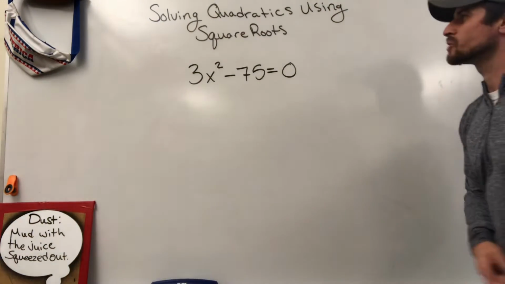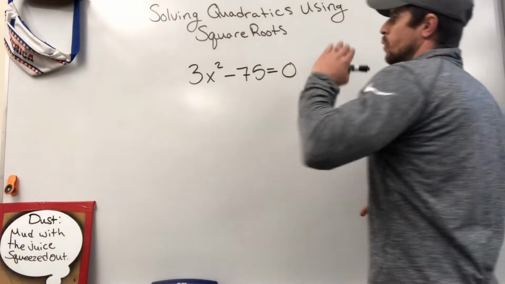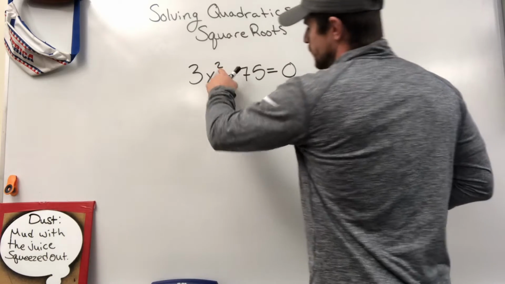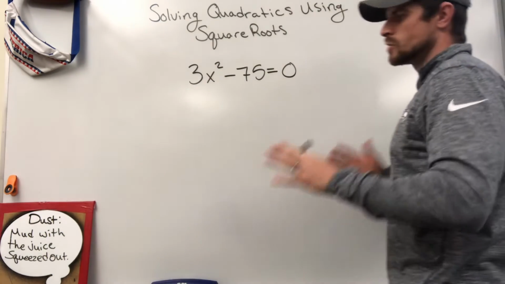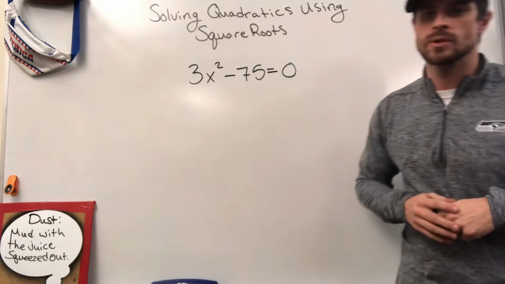All right, let's learn how to solve a quadratic equation. So we need to use square roots because we're going to have that exponent there of 2. And this is no different than a two-step equation. You just have a new step to do at the very end.